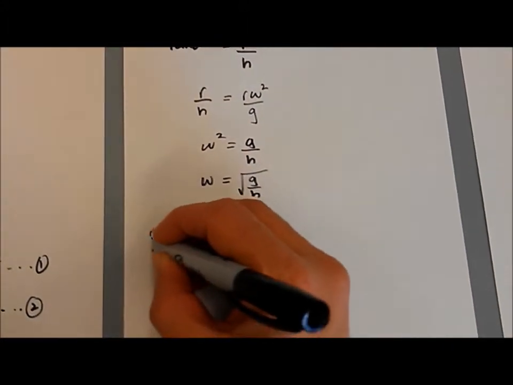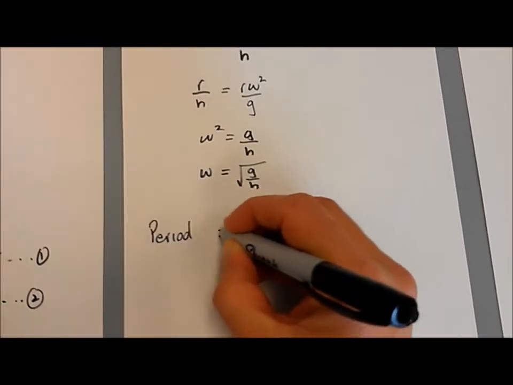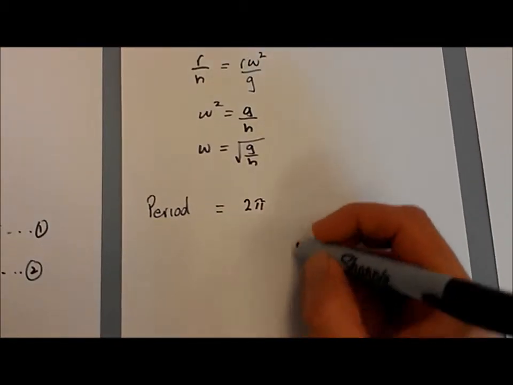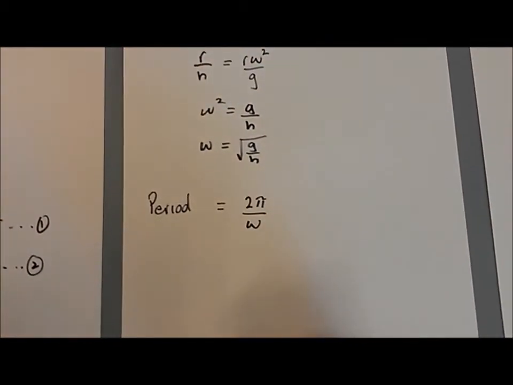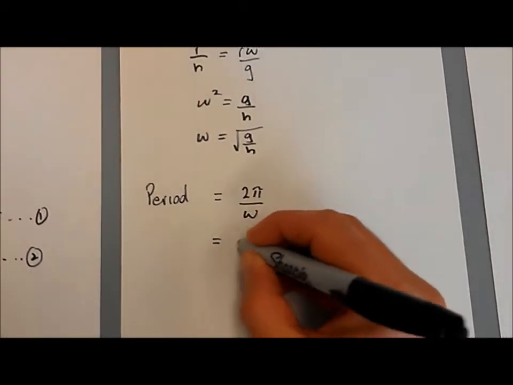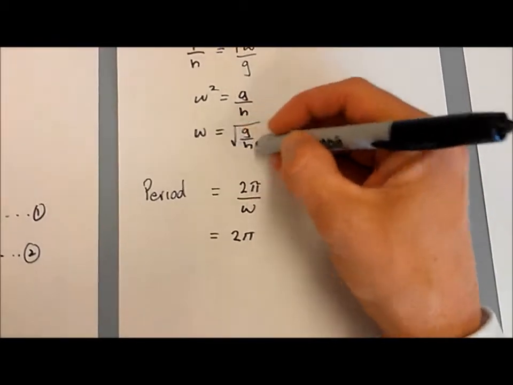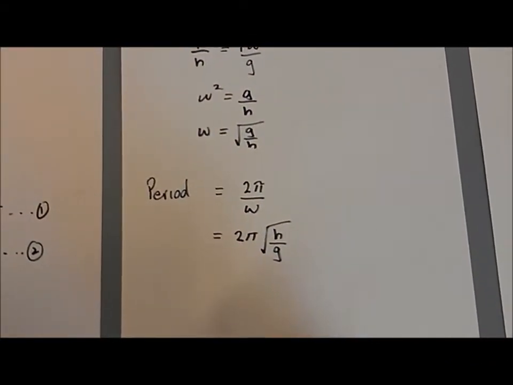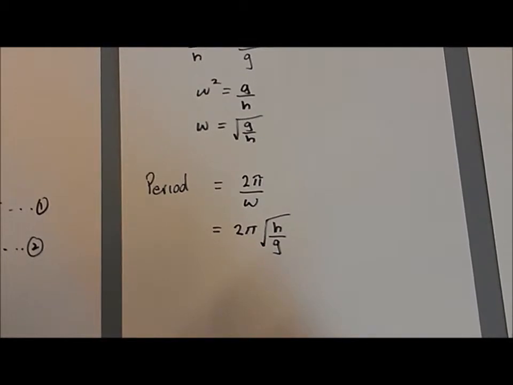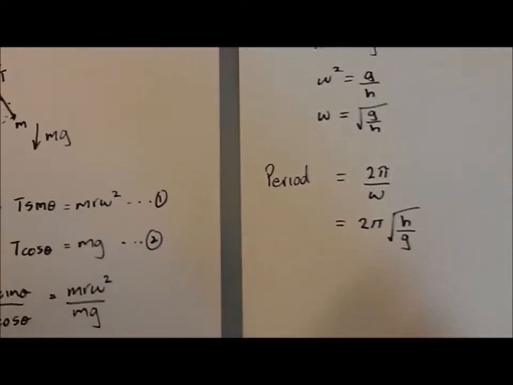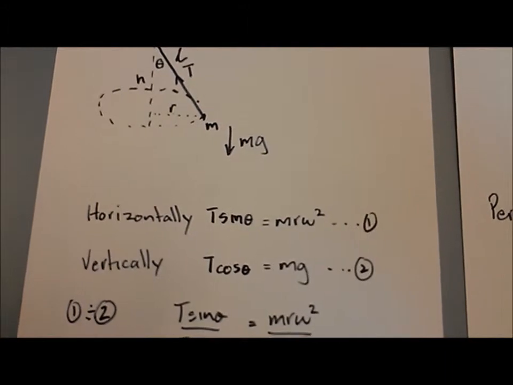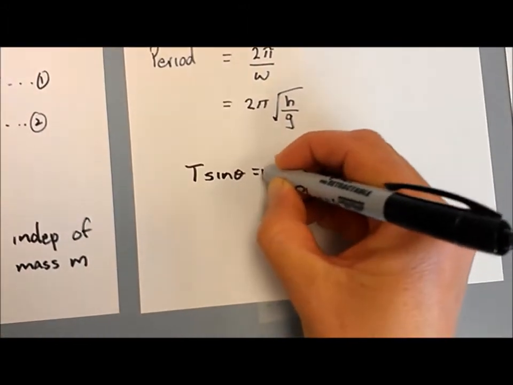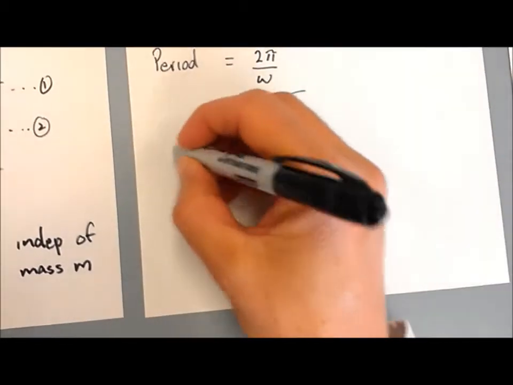Now the period of motion: 2 pi will be the angle it passes through, and it passes at omega as the velocity, so we get 2 pi over omega. Flipping that upside down, the period of motion is 2 pi times the square root of h on g. So we've got these equations starting to form, but we've got another one here as well. We've got T sine theta equals m r omega squared.